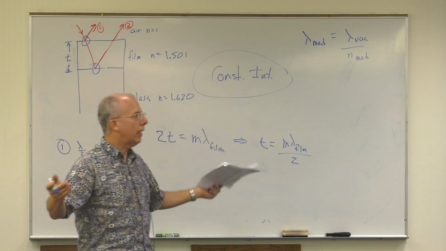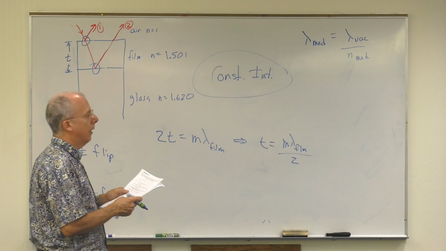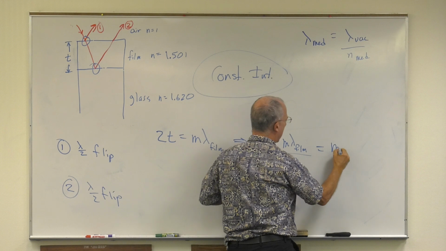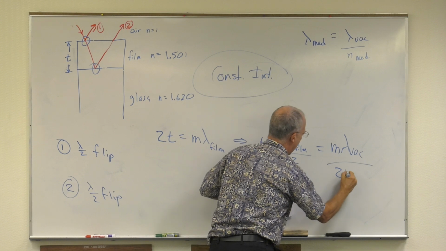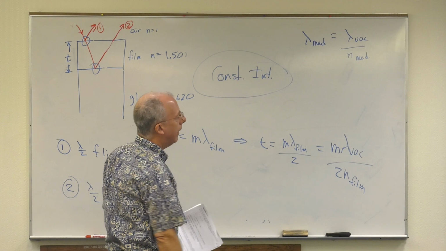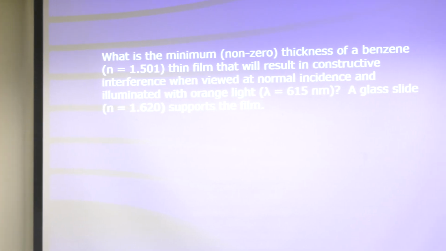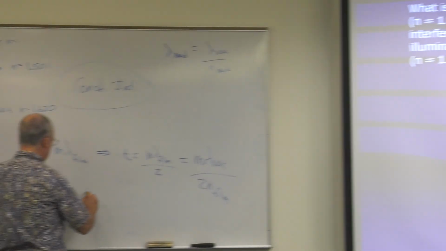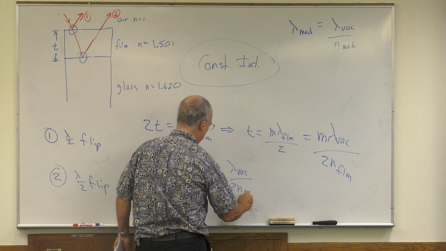But again, they never give you the wavelength of the light in the film. They only give you the wavelength of the light in the vacuum. So we have to use this. So that's going to be m lambda vacuum all over 2n film. All right? And this one, it says the minimum thickness. Well, the minimum thickness is m equals 1. So therefore, the thickness is lambda vac over 2n film.